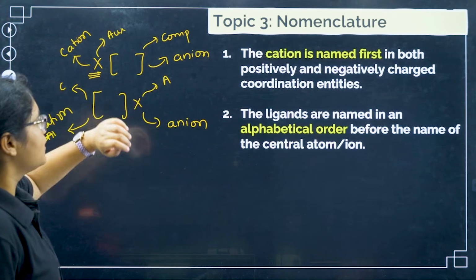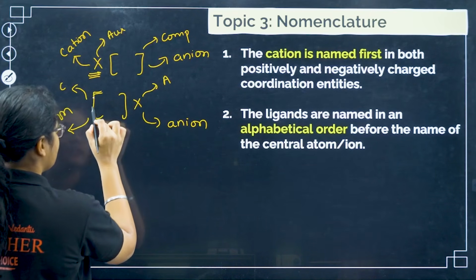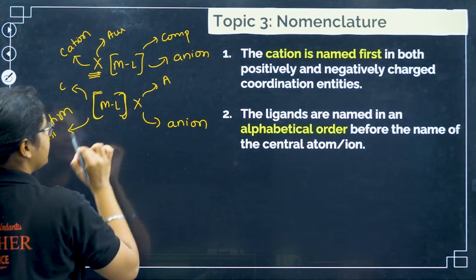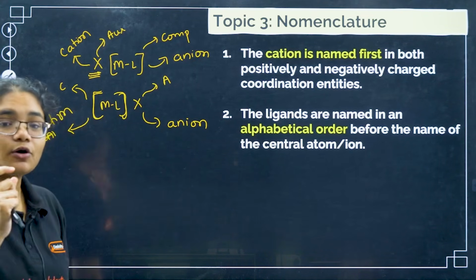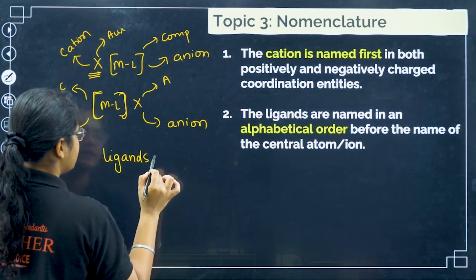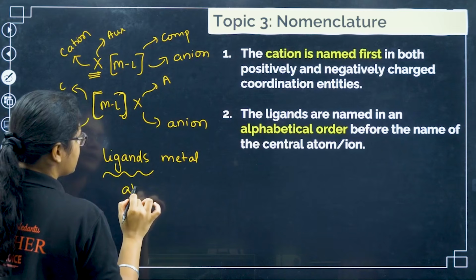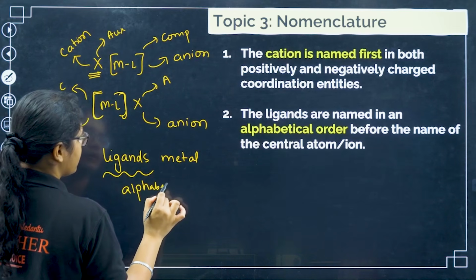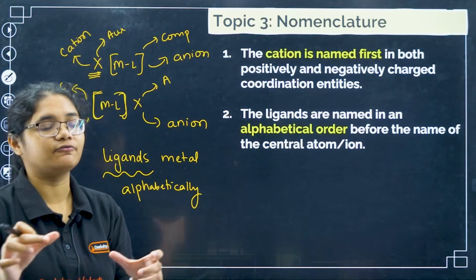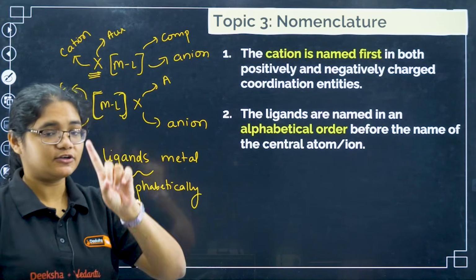Next is when you name the complex. Now, when I am naming this complex, inside this complex what do I have? Metal and ligand. Here also I have metal and ligand. So whenever you are naming the complex, first you have to tell the names of all the ligands present, and lastly comes the name of the metal. These ligands should be written in alphabetical order. If there are more ligands, you have to follow alphabetical order and write the names of the ligands, and then you write the name of the metal. Okay, so the first rule is clear.